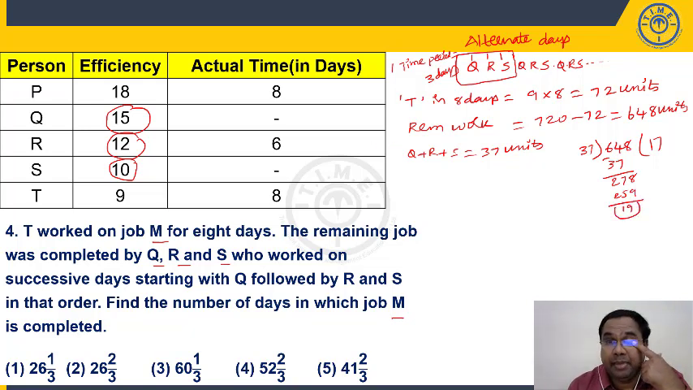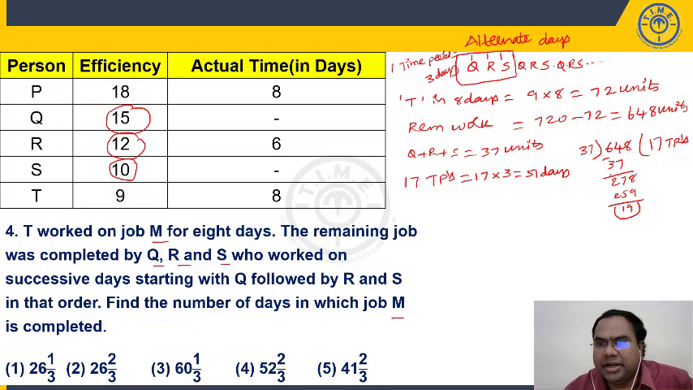That means maximum how many time periods? This quotient will give you the number of time periods, right? So 17 time periods. 17 time periods is nothing but 17 into how much? Each time period is 3, that is 51 days. How many units are completed out of 648? How many units are left? 19 units. So what is my remaining work?